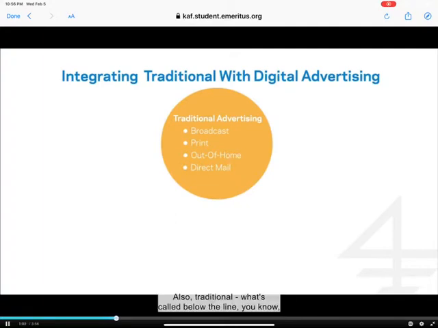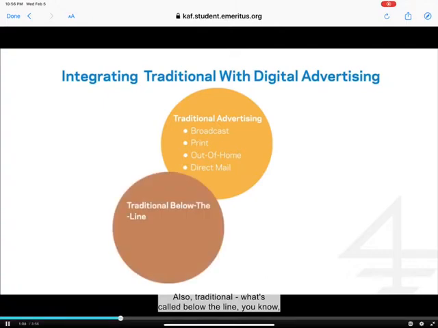Also traditional, what's called below the line: public relations, maybe events, point of sale promotions, whatever those might be, the below the line marketing that your business does or your industry. This can also be something that tends to help generate buzz and interest and awareness around your new digital initiative.